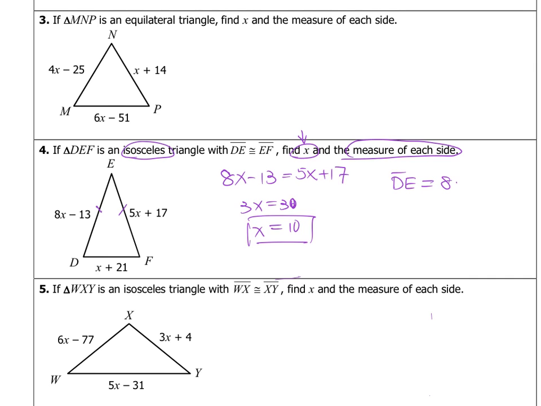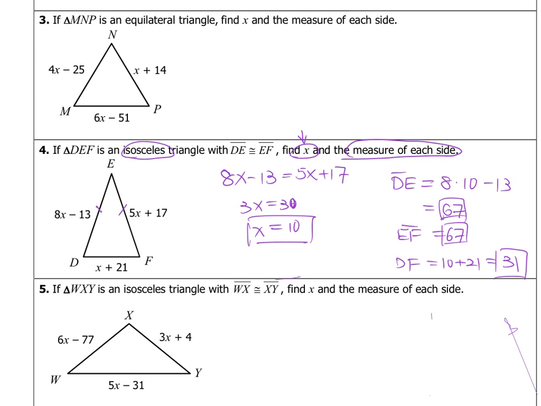Once I find x, I can plug in to find my DE. That's 8 times 10 minus 13, that's 67. If I have DE, I have EF, which should be 67 as well, but please do double check. And for DF, I have to plug it in. I should have 31 here. So those are your final answers for the length of each side.